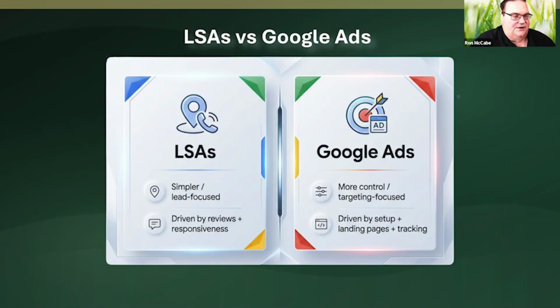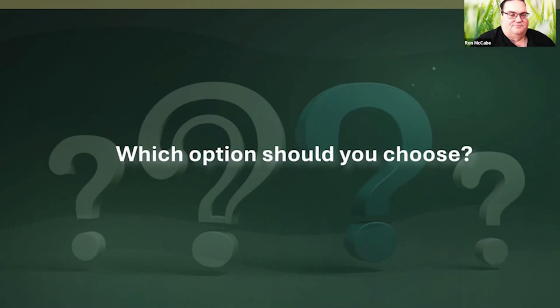Again, you've got the local service ads and the Google ads. Local service ads are a great way to start. They're simpler and focused on leads, driven by reviews. With Google ads, you get way more control and better targeting, and at the same time, there's more setup, landing pages, tracking, things like that you've got to do.